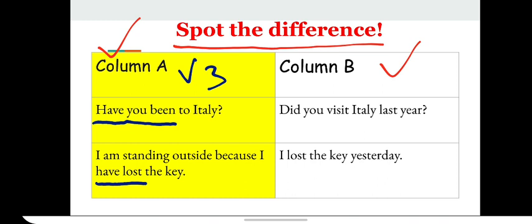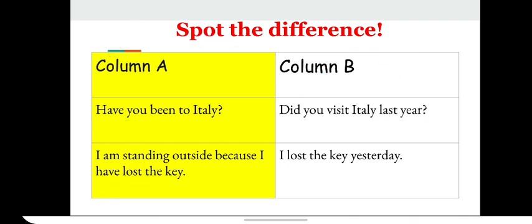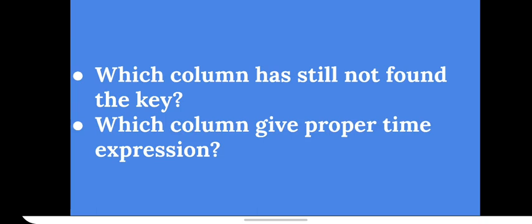But if you look at column B, you don't see have and past participle. It is just a simple past tense verb and a specific time expression there. I lost the key yesterday. The specific time period is there, and the word lost is simple past tense. So these are the differences here. You see time expression in column B, and in column A you see have and the third form of verb.